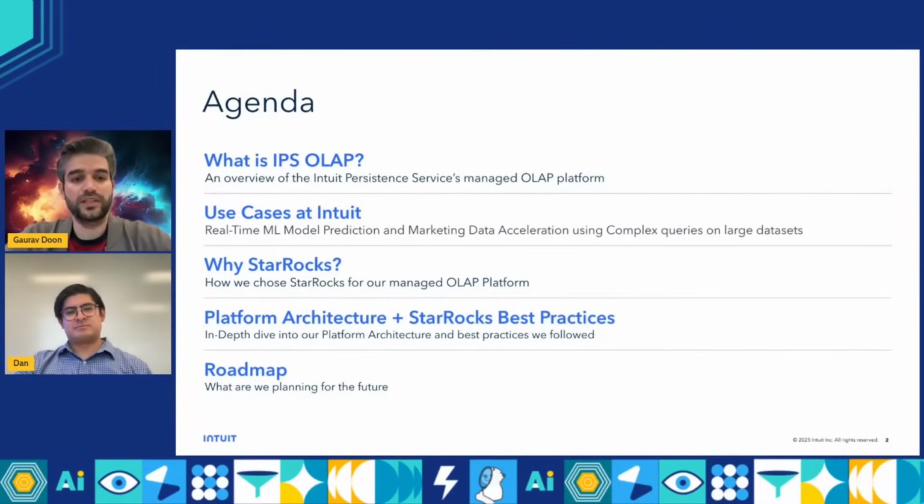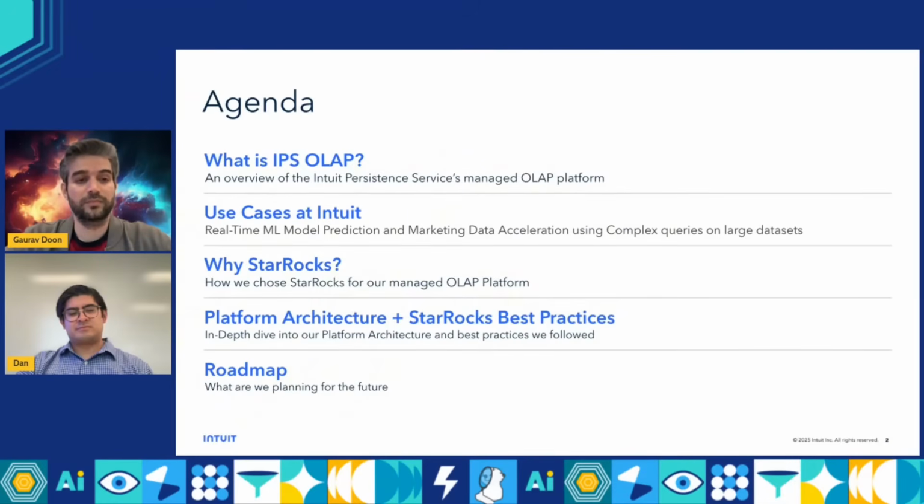Let's go over the agenda quickly so that you get an idea of what we will be getting into today. First, we're just going to be talking about what is IPS OLAP, what is IPS, and how does OLAP come into play in IPS. What are the different use cases? So today we are going to cover two types of use cases. Both are real time, but they are on different sides of the spectrum. One is for real time ML model predictions. The other one is for driving real time marketing data attributes.